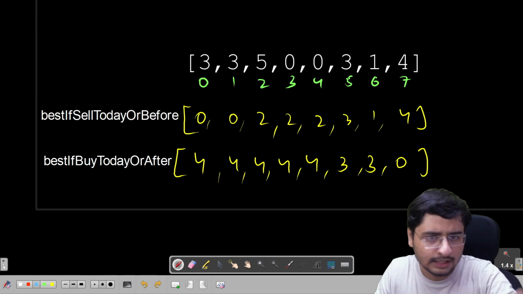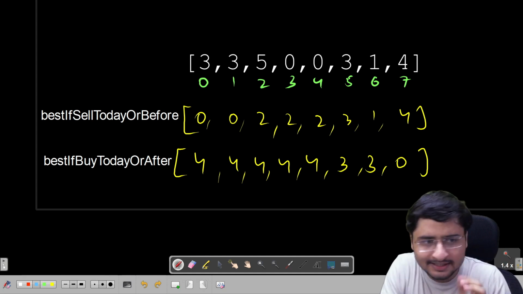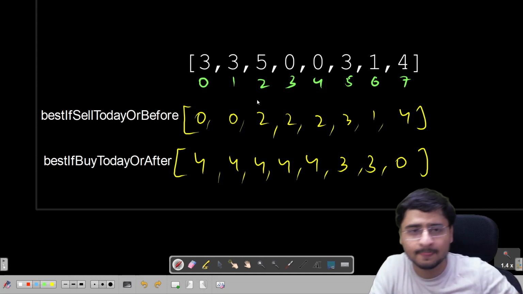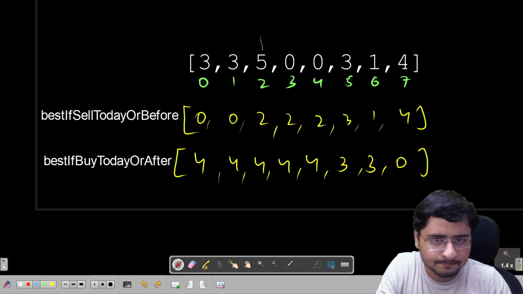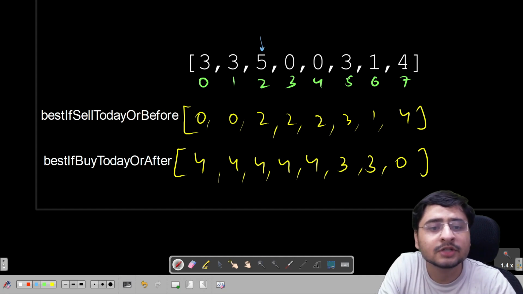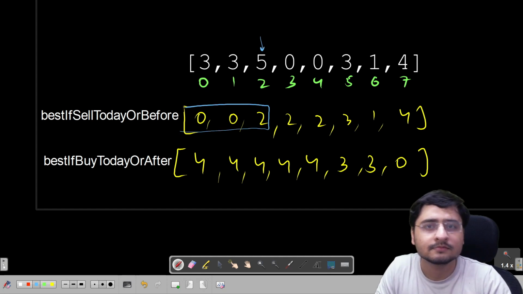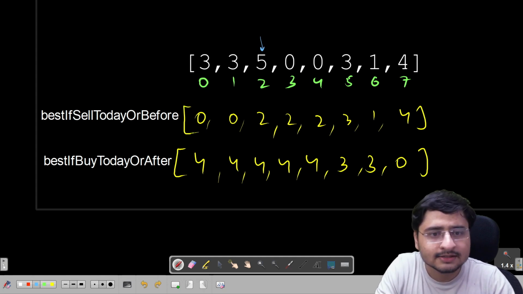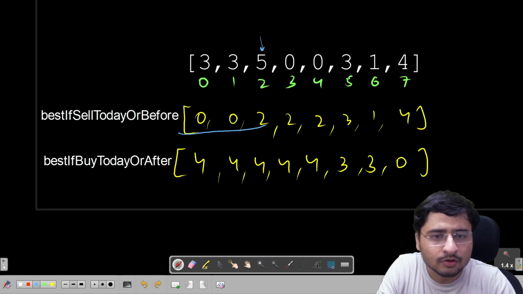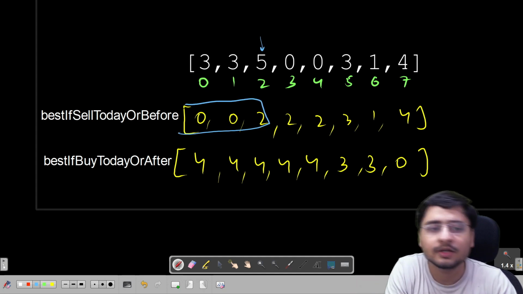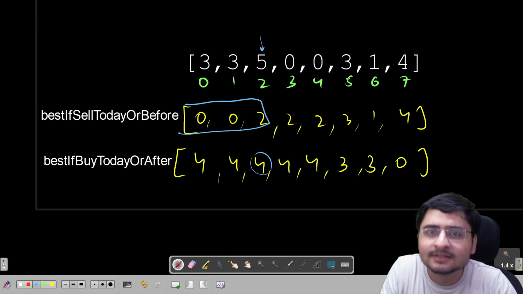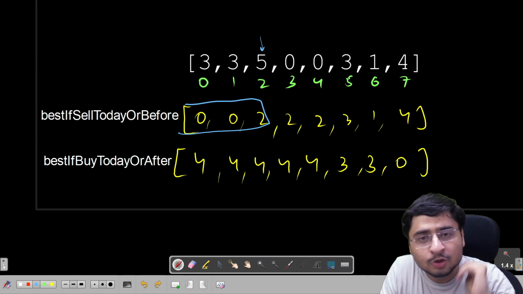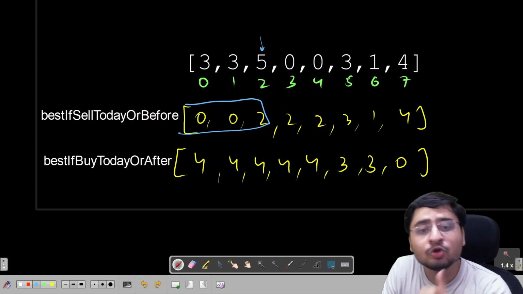So if you actually consider these two arrays, this array says what's the best I'm able to do if I sell today or before. Let's consider this particular day. What's the best I'm able to do if I sell today or before? This number considers the best of all the days before. What is the best profit I'm able to make today or before? And this number says what is the best profit I'm able to make if I'm allowed to buy today or after.